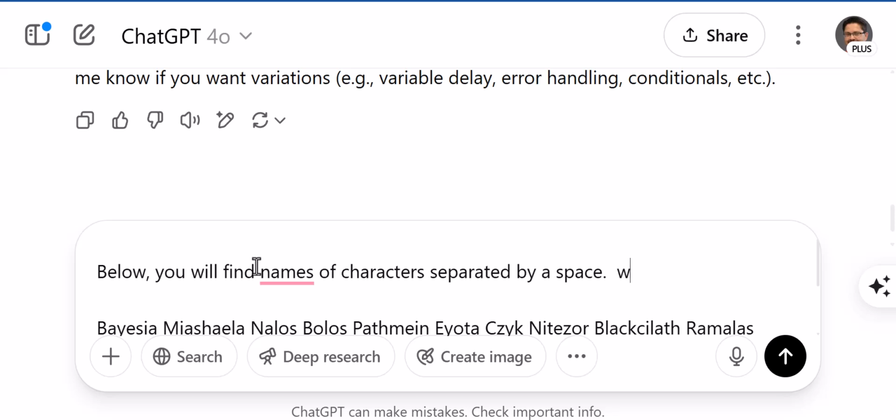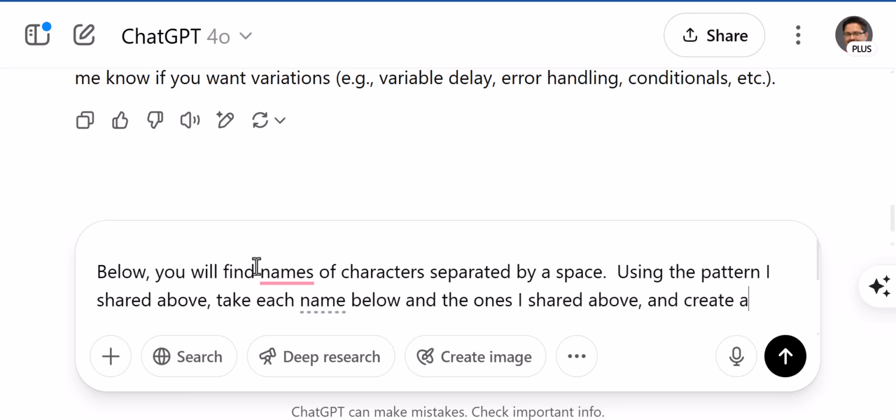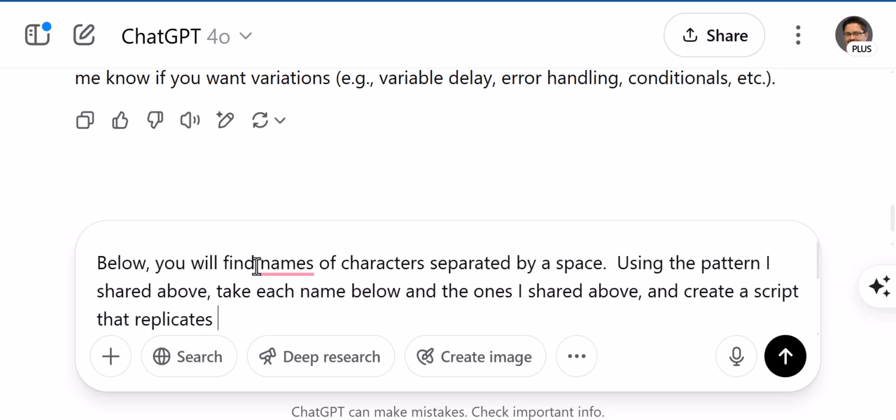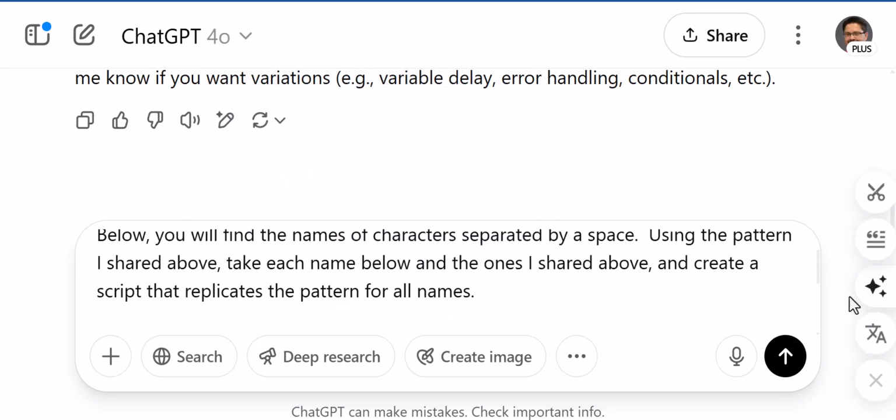Write using the pattern above, I shared above, take each name below and the ones I shared above and create a script that replicates the pattern for all names. Okay? Enter.